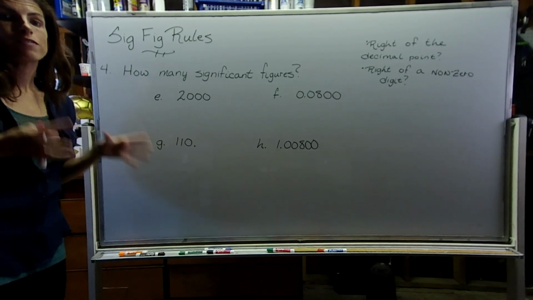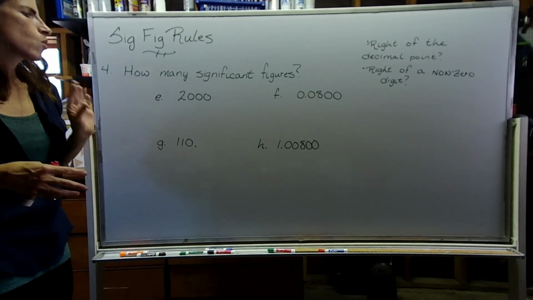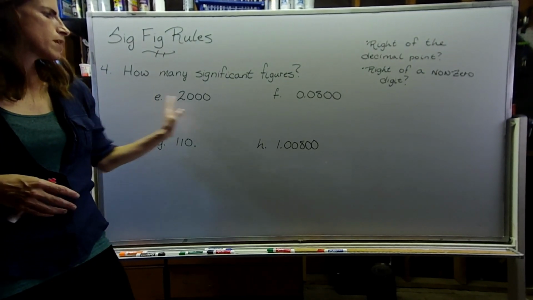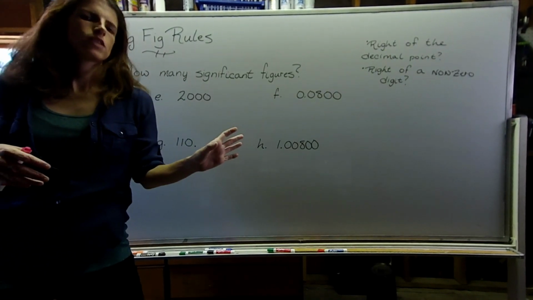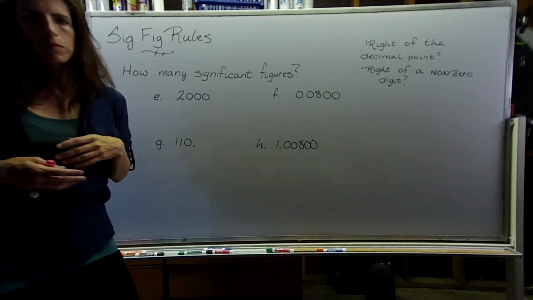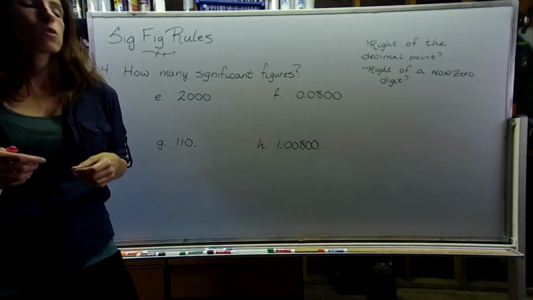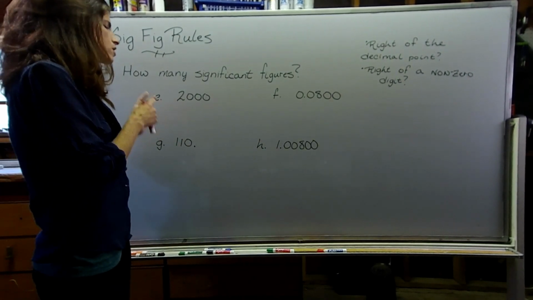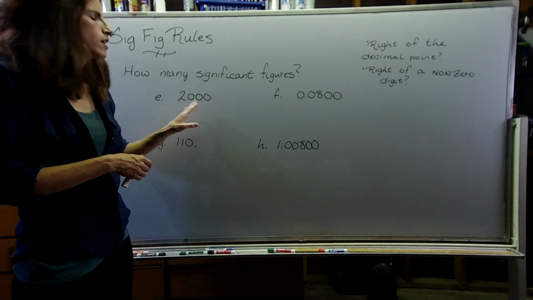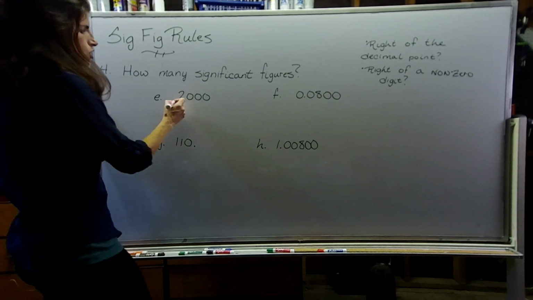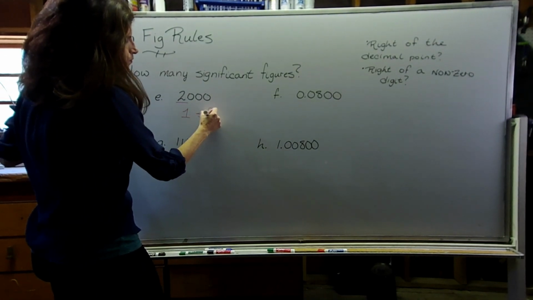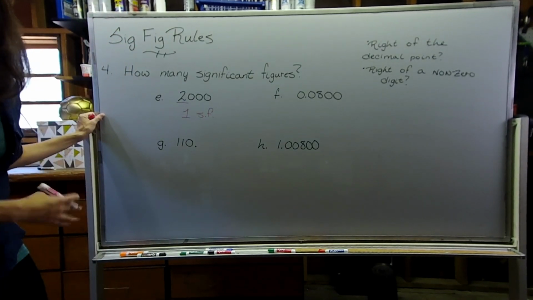In letter E, we have a slightly confusing situation. We don't know if someone was being super careful and took their time and measured something and it was exactly 2,000 centimeters, or if they were just estimating and they're like, it's 2,000 centimeters. Who knows? We have to assume the worst. So we're going to assume that these zeros are non-significant and only the 2 counts. So I would report this as having 1 sig fig. Sig figs are not fun.